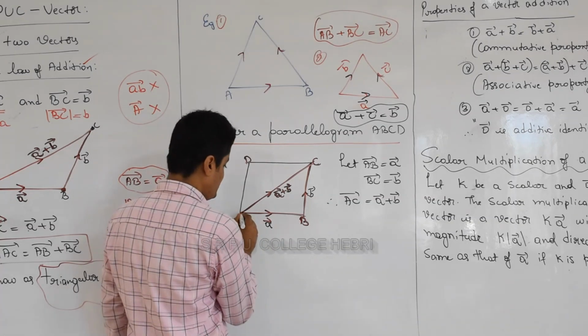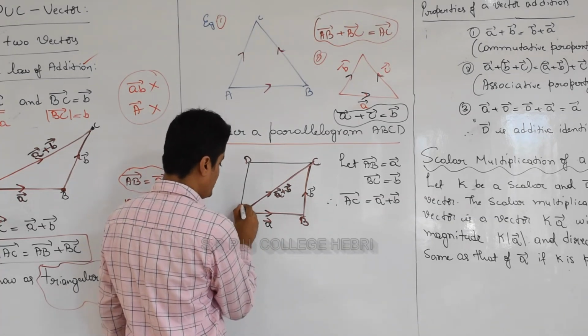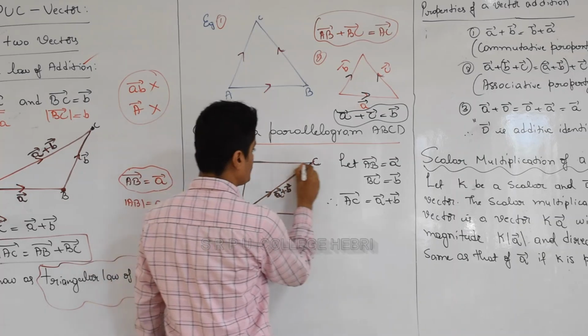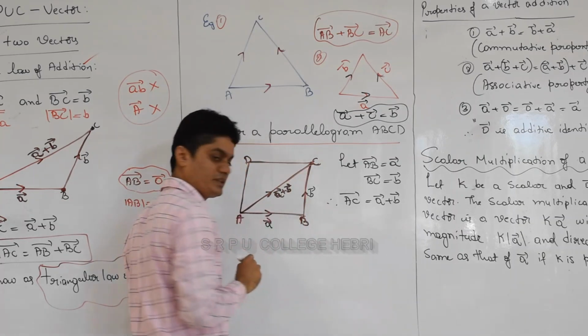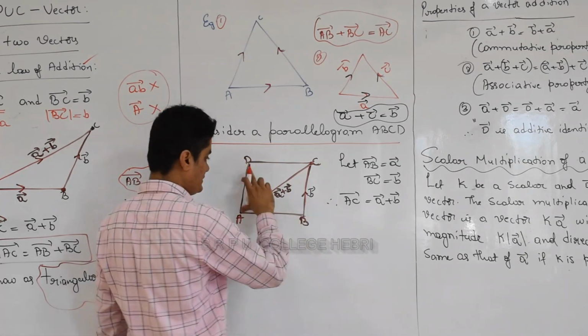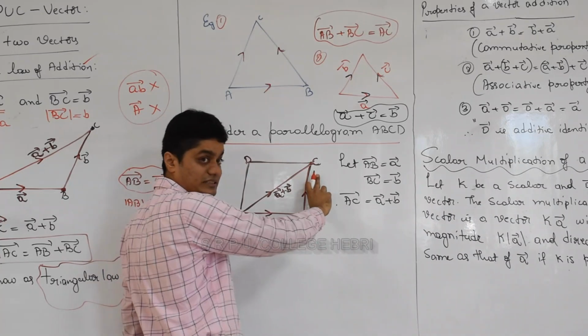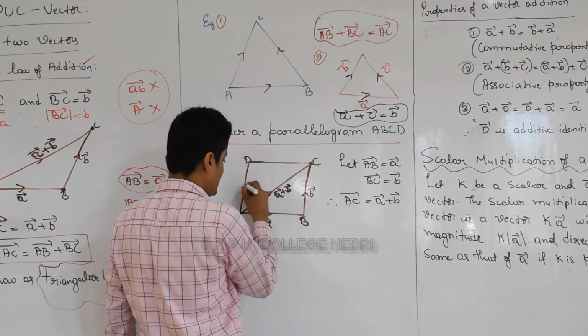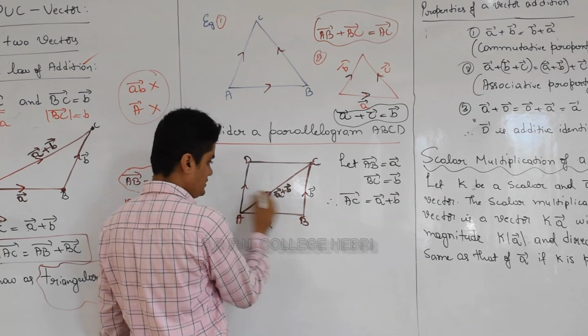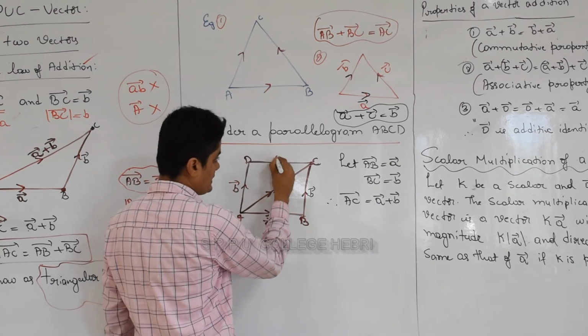Now complete this triangle, convert this triangle into a parallelogram. I hope you know how to convert it. Then observe carefully, this side is parallel to this side because this is a property of a parallelogram, so they are opposite and same in direction. So this side should be vector B, this side is vector A.